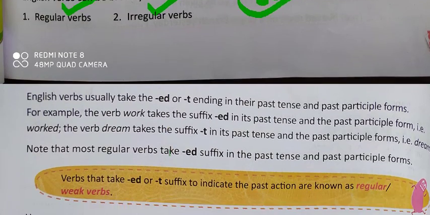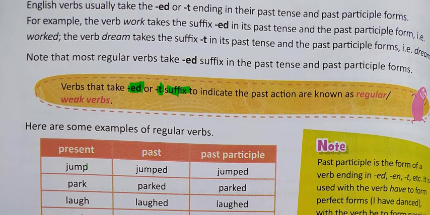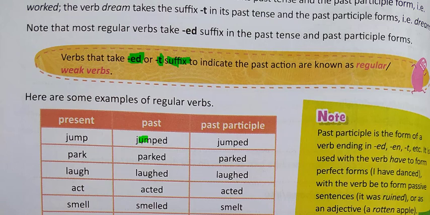First we'll be learning what regular verbs are. The verbs which, when changed into past, have an ed or t suffix added to them, we call regular verbs. These are verbs where, when you want to convert them into past tense, you add ed or t at the end. For example, jump, the past of jump is jumped. See, I added an ed to it.